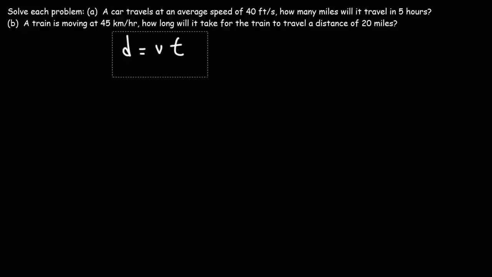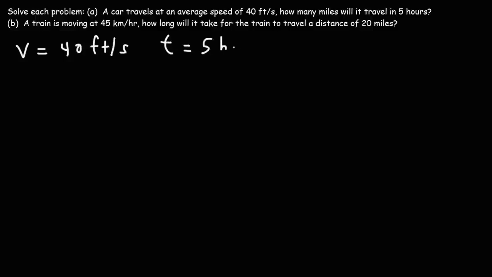But let's write down what we know. So we know the average speed is 40 feet per second. We know the time is 5 hours. Our goal is to calculate the distance. Now we don't want to plug it into that formula right now because the units don't match. So what should we do here? We want the distance in miles and we have the time in hours. So in order for the units to match, we need to convert the average speed from feet per second to miles per hour. And then we could plug everything into the formula. So let's go ahead and do that.